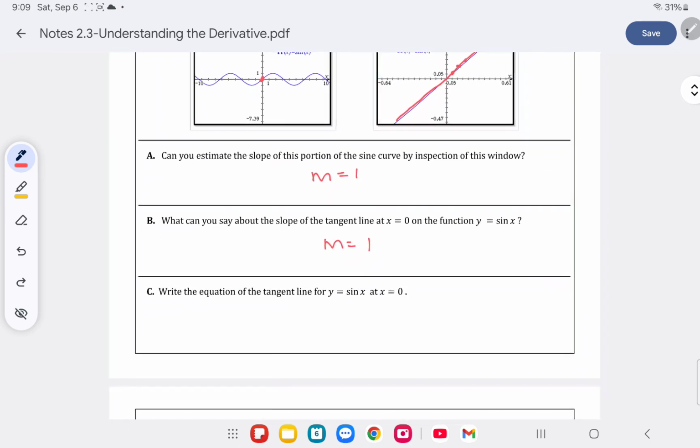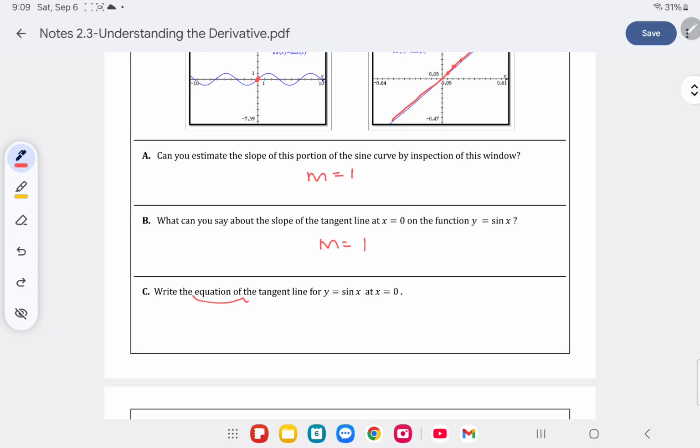And then if we're writing an equation of a line, remember, an equation of a line requires two things. It requires a slope and it requires a point. And so if we're writing an equation of the tangent line, we need to know the slope of the tangent line, which we just said in part B was about 1. And the point at x equals 0, we know x equals 0. And from the graph, we can tell that our y value at 0 is also 0.